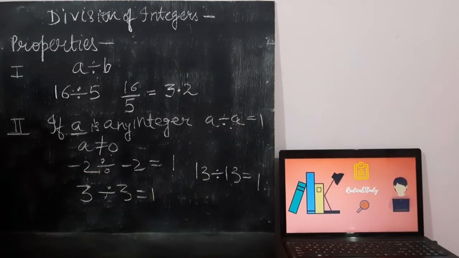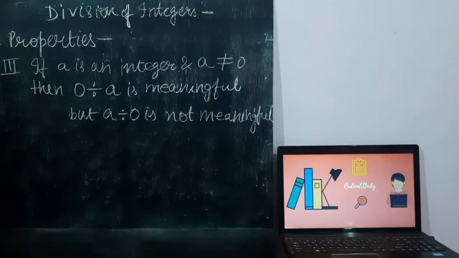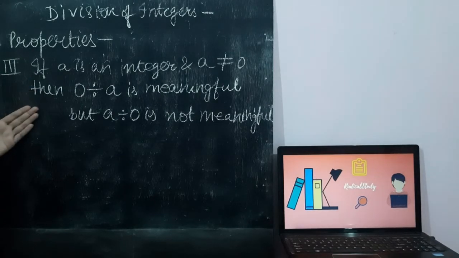Now I will explain the next property, which is, if a is an integer and a is not equal to 0, then 0 divided by a is equal to 0, but a divided by 0 is not meaningful. So students, the third property I have written on the board. You can read the property. Now I will explain by some examples.